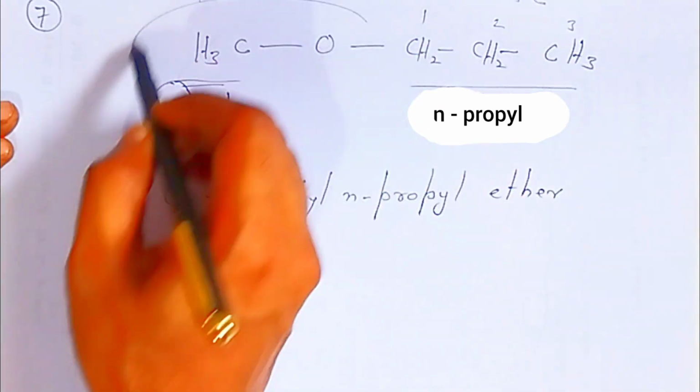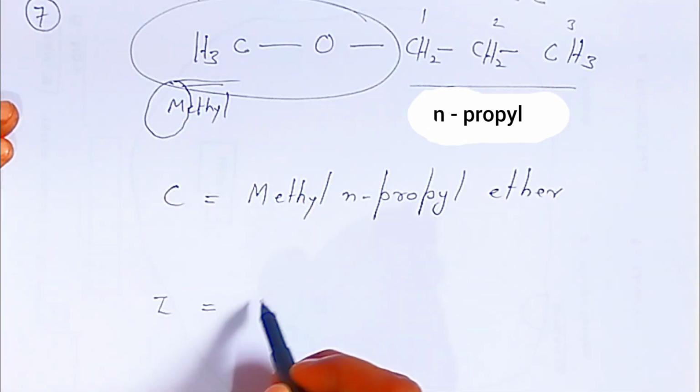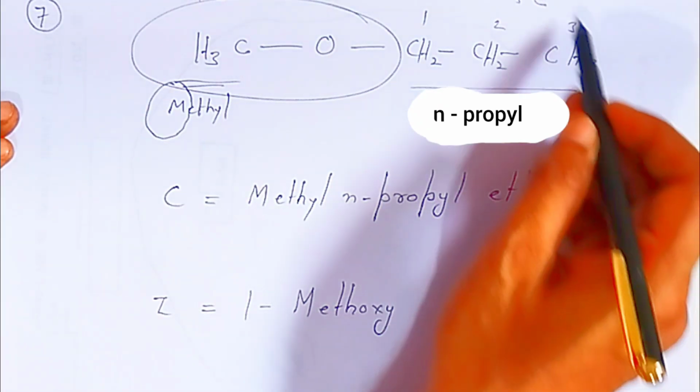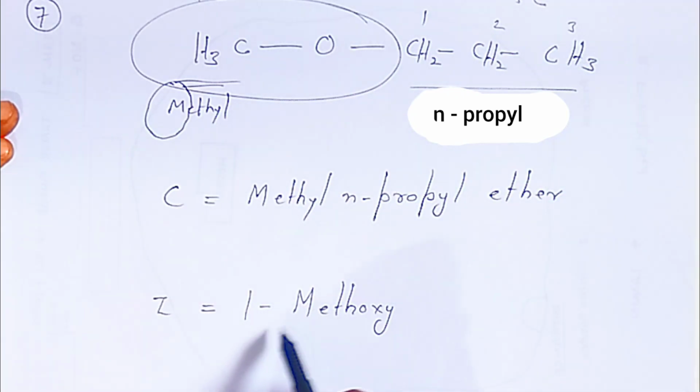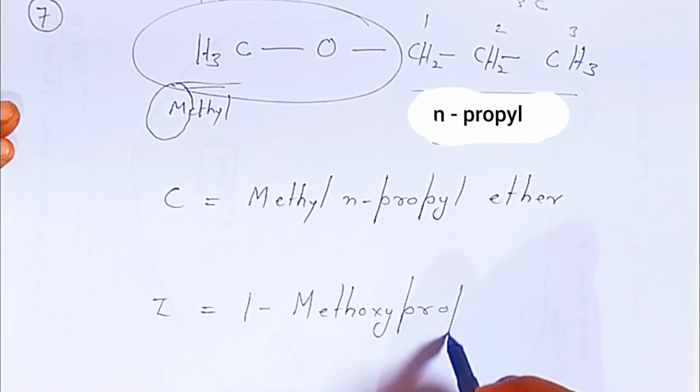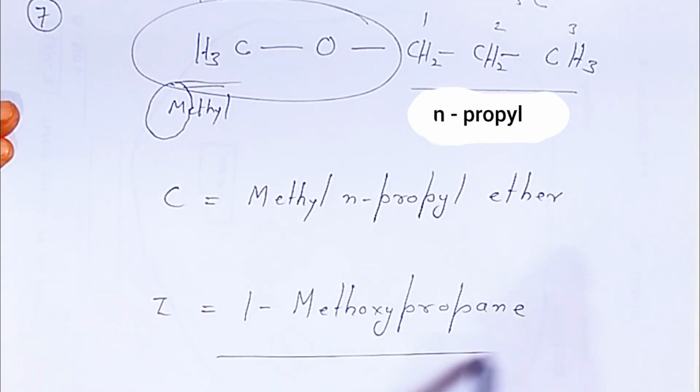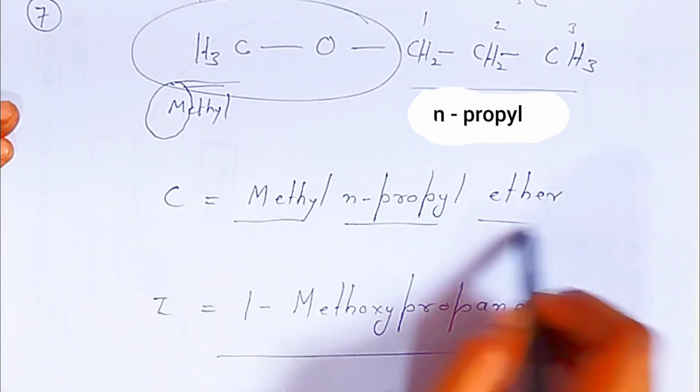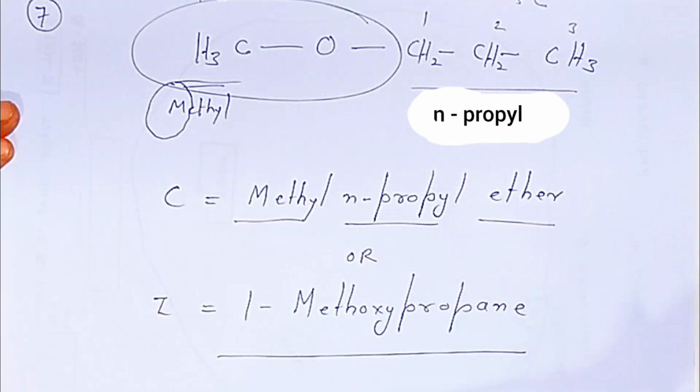At the first carbon, students, methoxy is attached. So the name of this compound will be 1-methoxy, and since it is a derivative of propane, you will write 1-methoxypropane. Okay, students, the name will be continuous. So this is one name, and here it is methyl N-propyl ether. Understanding, students? So this way you can name the ether.